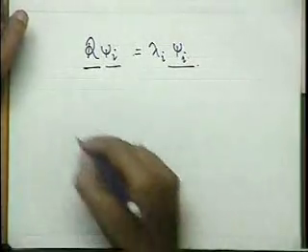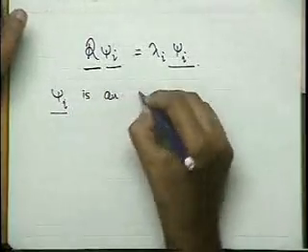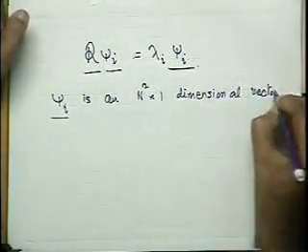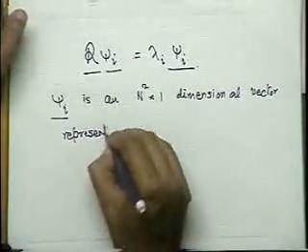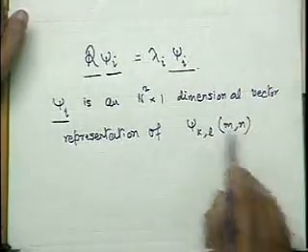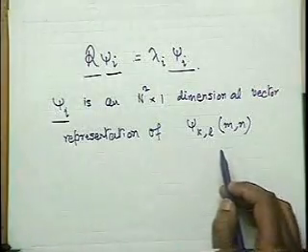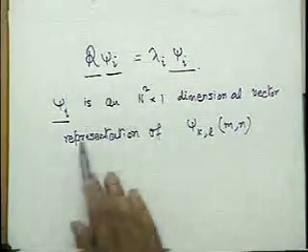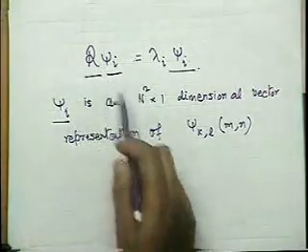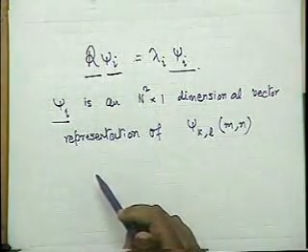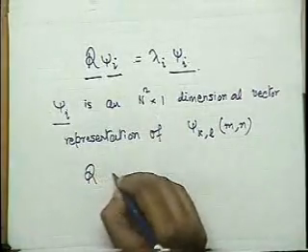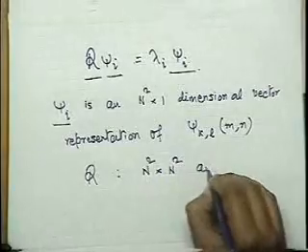Psi i is an n square by 1 dimensional vector representation of psi kl mn. Whatever I was calling psi kl mn was of dimension n by n, and instead of that I am considering the n square by 1 dimensional vector, which I am calling psi i, and psi i is going to be basically the eigenvector for which matrix? This cal R matrix. This is the cal R, and cal R is basically an n square by n square autocorrelation matrix.